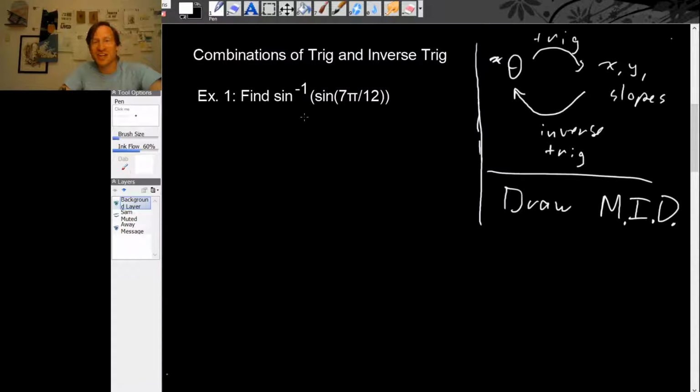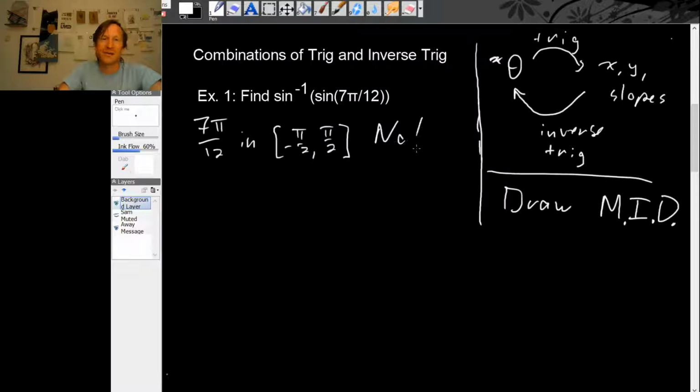I guess the first thing to check is, since we have sine inside of inverse sine, is this angle that we're starting with in the restricted domain of sine? Because if it is, then we can just cancel the sine and inverse sine and be done with it. Is 7 pi over 12 in this interval? It's not. It's too big. It's a little bit too big. So we can't take the shortcut route here. So we'll have to draw the most important diagram.